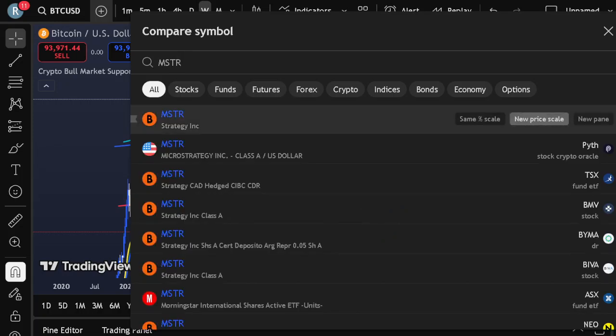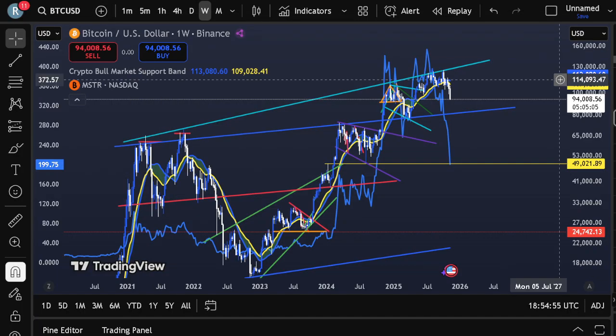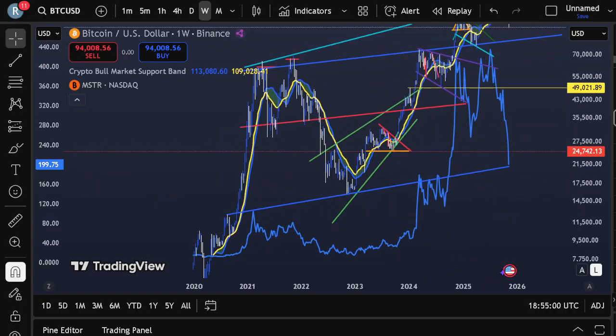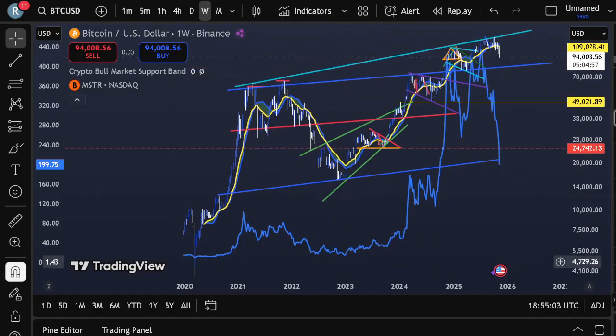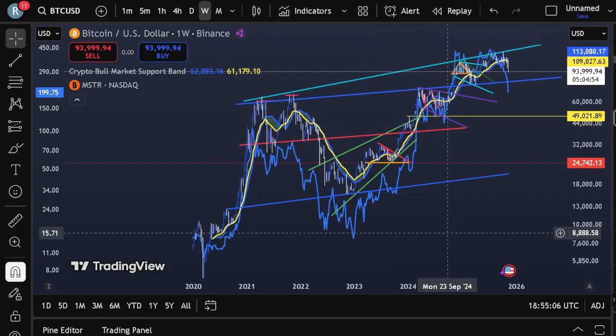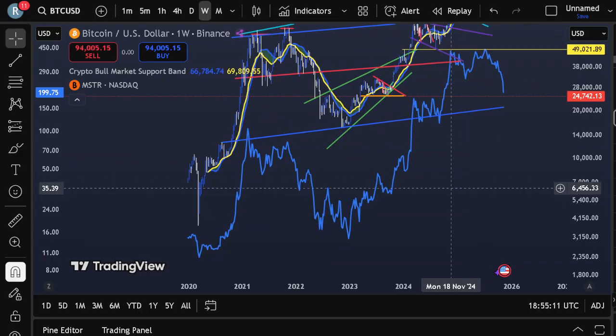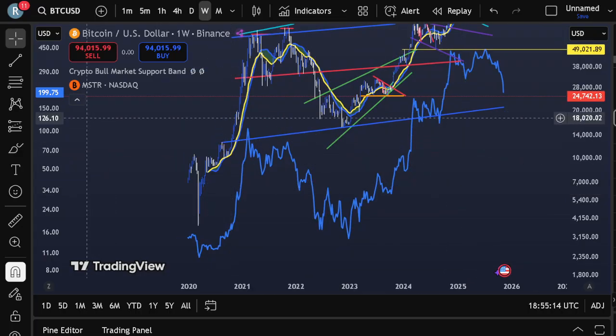fractal. So let's add MicroStrategy to the chart, and I have already made videos about it. MicroStrategy front-ran Bitcoin. So MicroStrategy peaked before Bitcoin, and it was a leading indicator that Bitcoin's top will be in the near future.